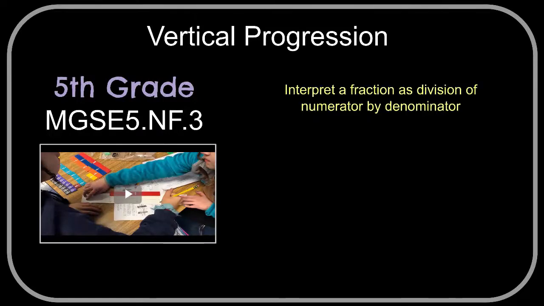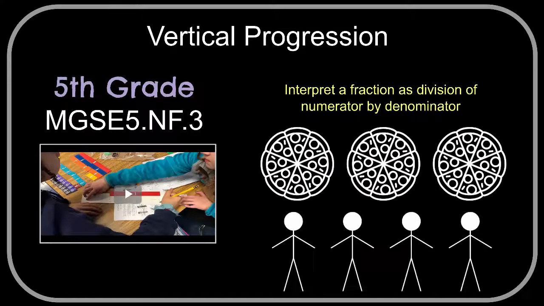In grade 5, students learn to interpret fractions as division. They solve simple word problems such as, if four people share three pizzas equally, how much pizza will each person get? In other words, three pizzas divided by four people is the same as three divided by four, or 3/4. So each person gets 3/4 of a pizza. Check out the video on 5.NF.3 to learn more.